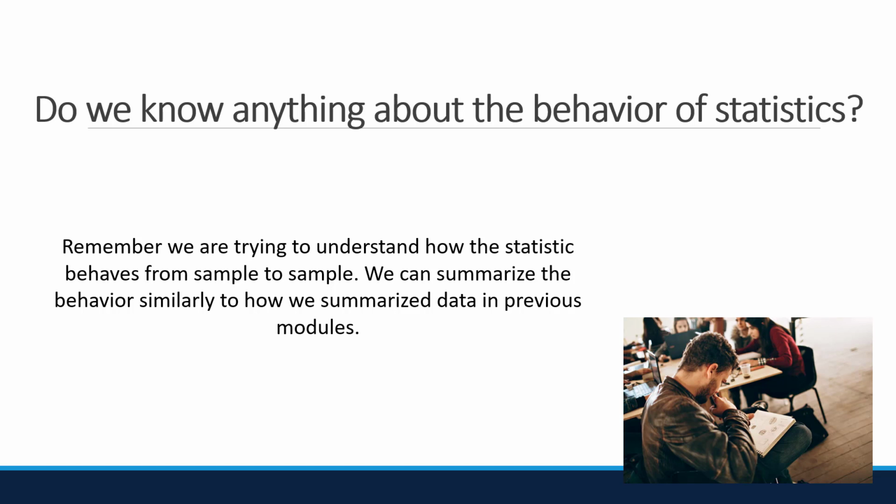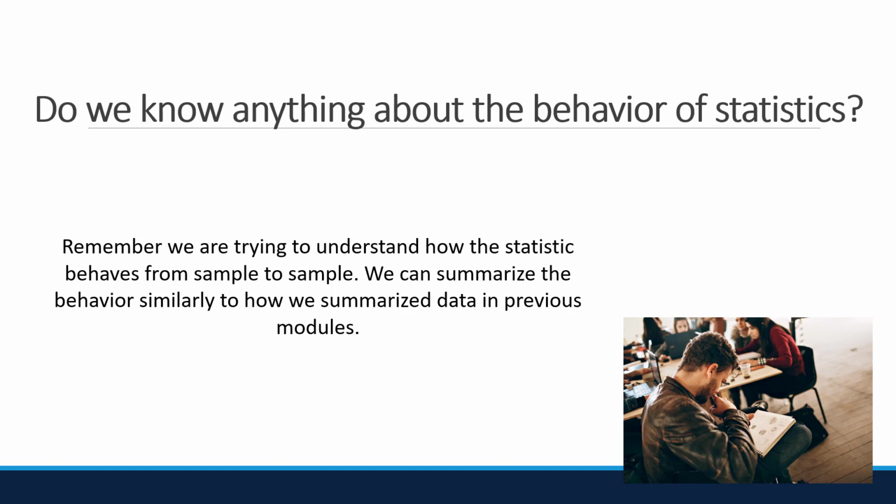Remember, we are trying to understand how the statistic behaves from sample to sample. We can summarize the behavior similarly to how we would summarize data in previous modules. The sampling distribution is a plot of the statistics and provides a visual summary. Numerical summaries are also useful. We can look at the mean of the statistics and the standard deviation of the statistics. The standard deviation of the statistics is very important because it will help us assess the uncertainty of the statistic in estimating the parameter. In other words, it helps us describe how the statistic changes from sample to sample.